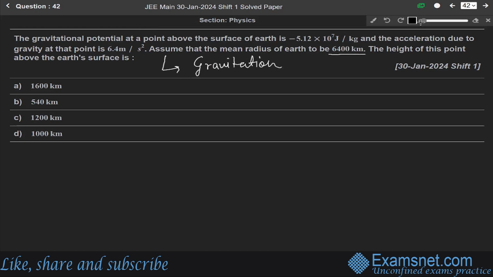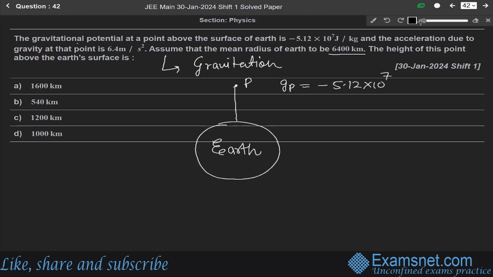So according to this question, let us say this is Earth, and let us say this is a point P. So the gravitational potential at this point P is what? Gp is minus 5.12 into 10 to the power 7 joule per kg, and acceleration due to gravity is given as 6.4 meter per second square. We have to find the height h.